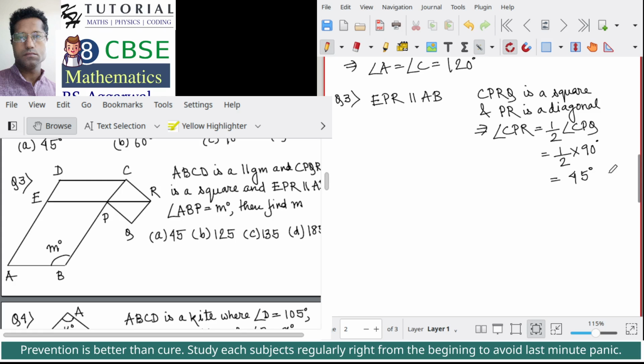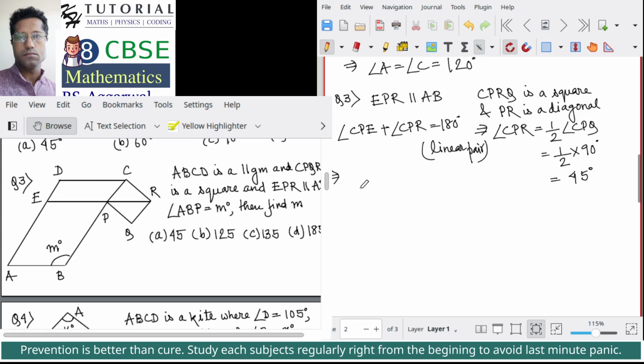Angle CPR is 45 degrees. Now, angle CPE and angle CPR are a linear pair of angles, so their sum must be equal to 180 degrees. That is, they are angles formed on the same side of the straight line EPR at the point P. So their sum should be equal to 180 degrees.